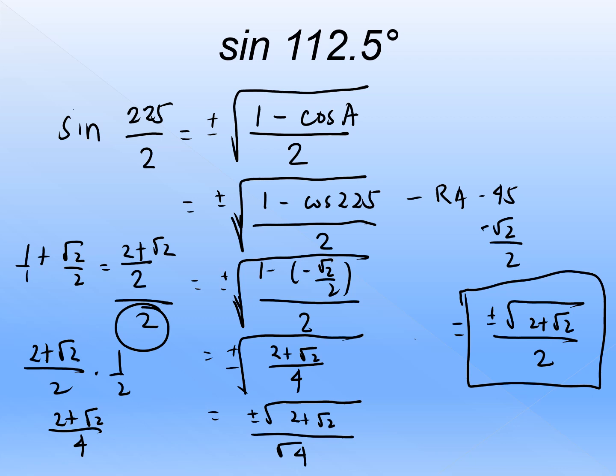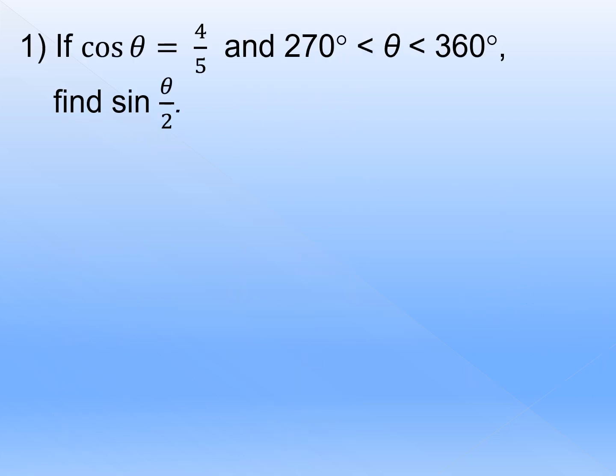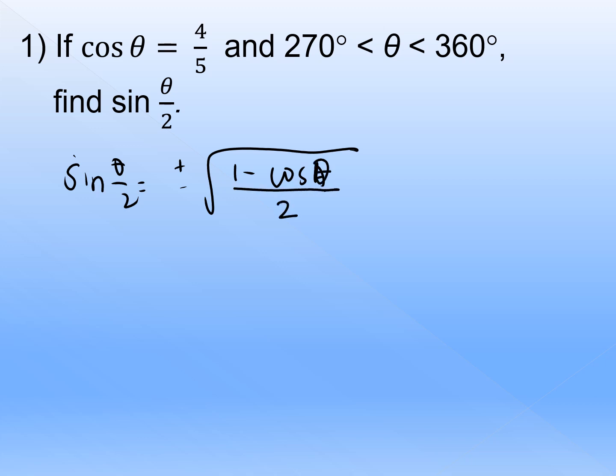Okay? Let's try another example. If cos theta is equal to 4 over 5 and theta is greater than 270 degrees but less than 360 degrees, find sine theta over 2. So let's write sine theta over 2 is equal to, let's write the formula, positive or negative square root of (1 minus cos theta) over 2. So now let's have this one.